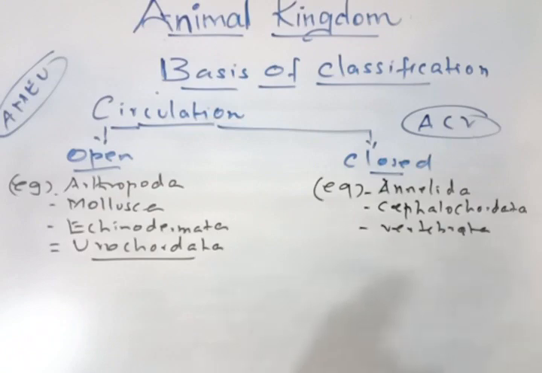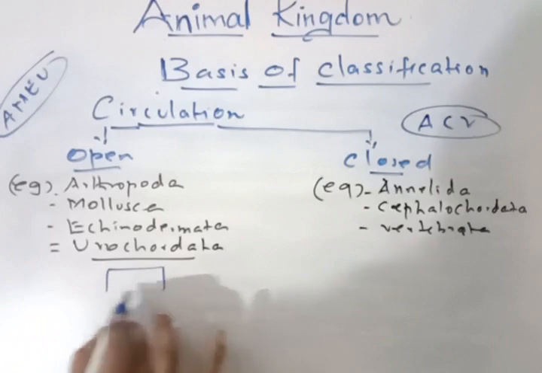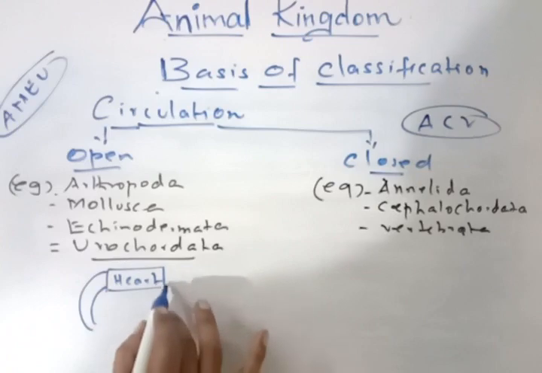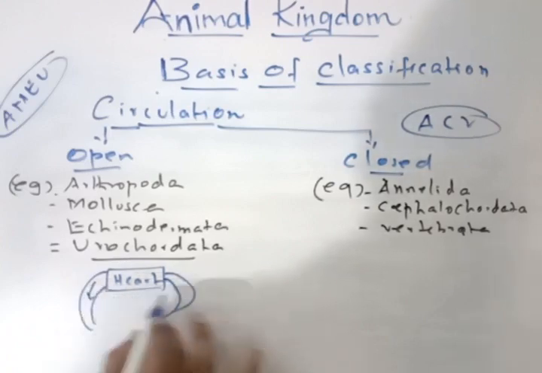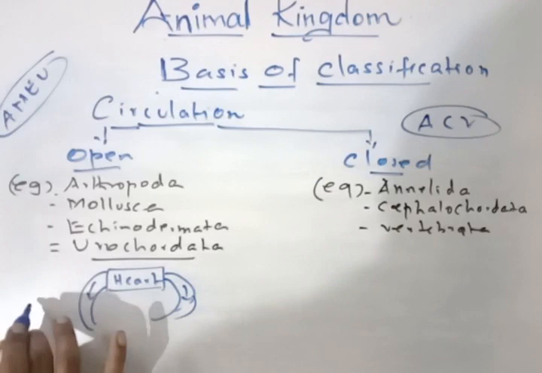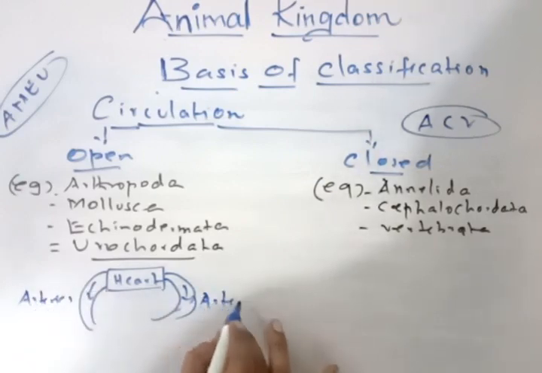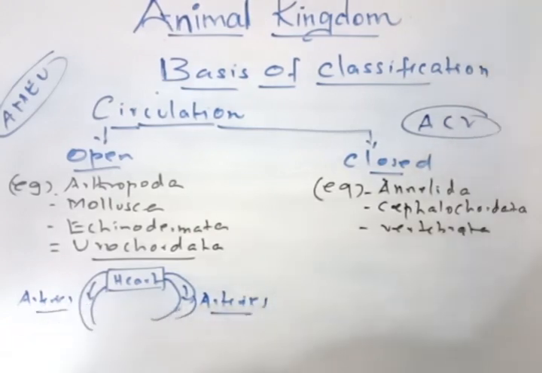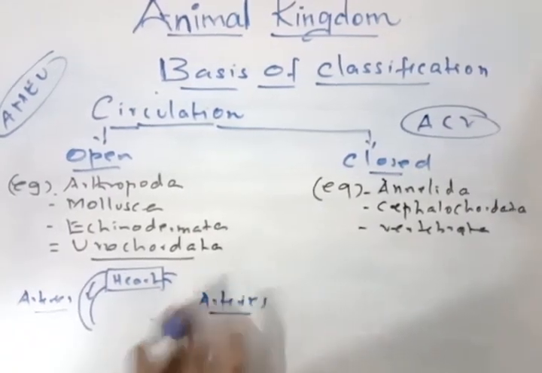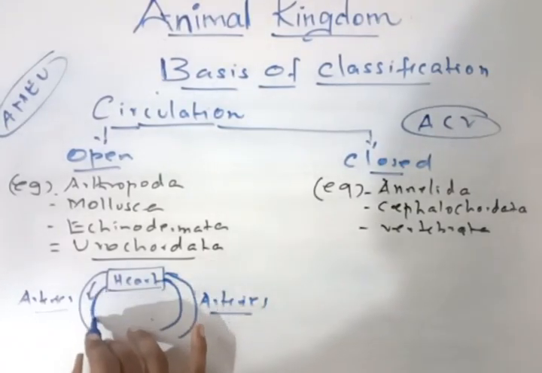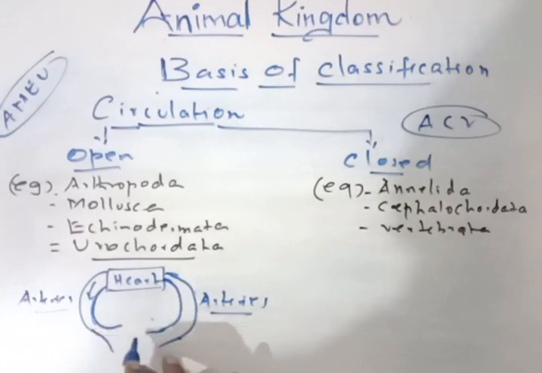Now, open circulatory system means, see, this is the heart. From the heart, blood is taken through a tube called arteries. Here also you will have arteries. So now I'll just draw it neatly, like this. So you will have arteries. This is also arteries. Now this area is called the body tissue.